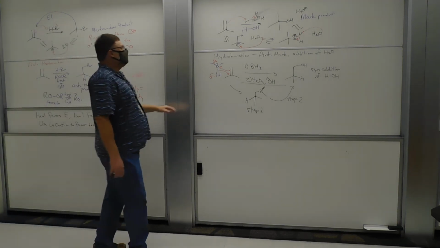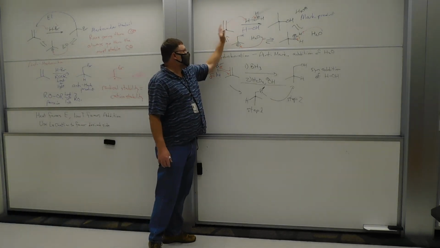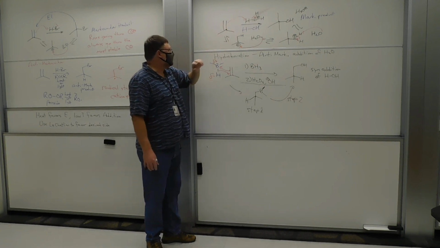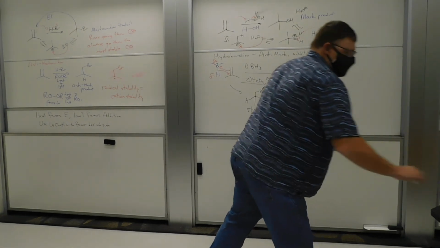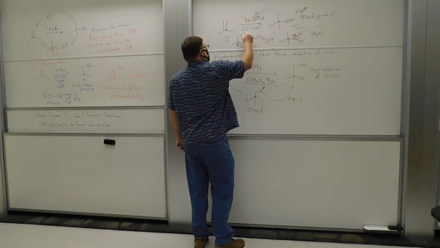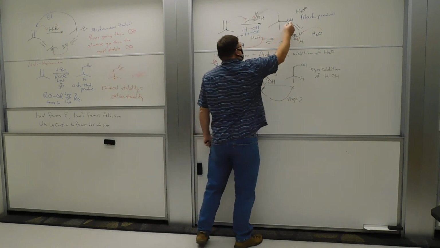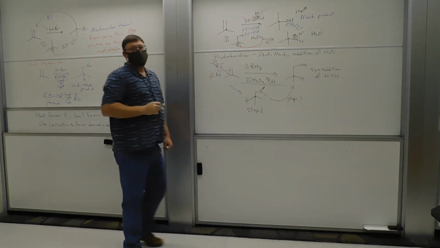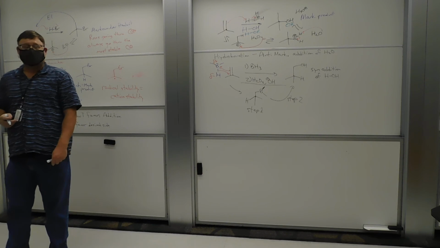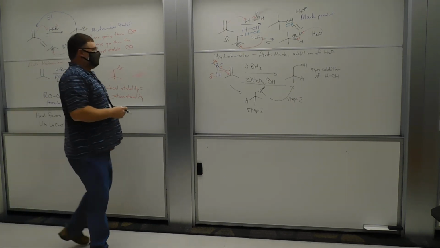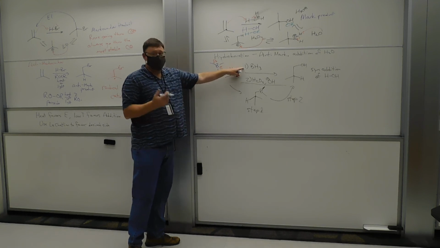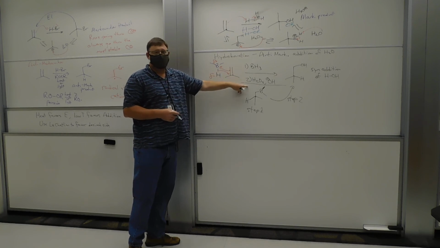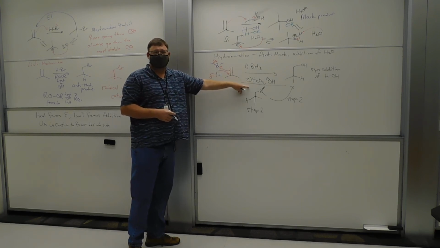For water, if you add water across an alkene with an acid catalyst, you'll get the Markovnikov product. The other thing I should say here is you can also add alcohols this way, so it doesn't have to be water. To do an anti-Markovnikov addition of water, you're going to use a borane of some sort first, treat your alkene with that, follow it up with hydrogen peroxide and base.